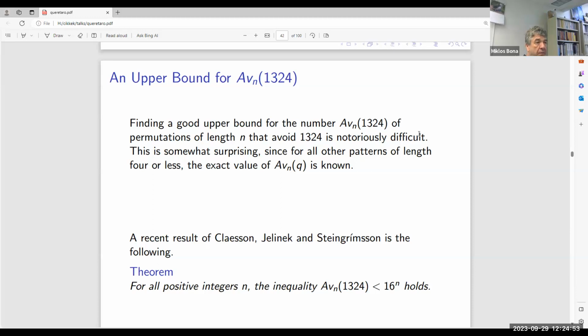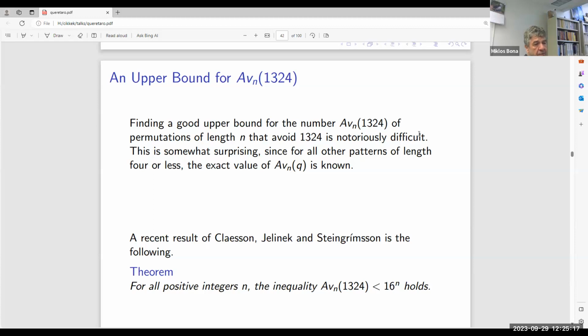So there was a result from Claesson, Jelínek, and Steingrímsson from the early 2010s, which proved that this number was less than 16 to the n. So note, see, this is like 8 years after the Marcus-Tardos proof. So it was very difficult to do this. And this is what I want you to pay attention to.